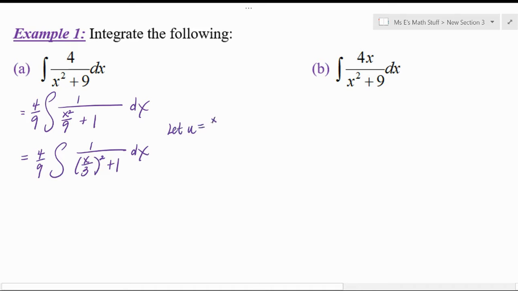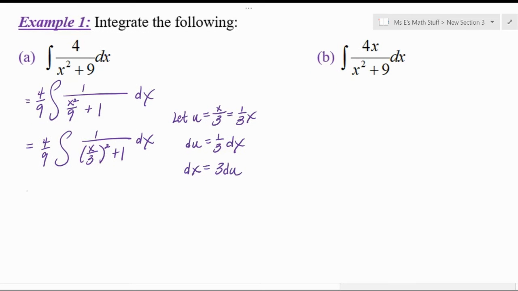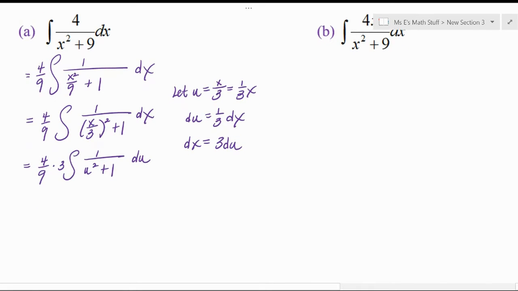Let's let u equal x over 3, which keep in mind is just 1/3 x. So your du would be 1/3 dx, and that means your dx would be equal to 3 du. Okay, so writing this integral in terms of u, we'd be left with 4/9. Let's factor this 3 out front of the integral for replacing the dx with 3 du. And then you'd have 1 over u squared plus 1 as your integrand, and then du on the outside. Hopefully now it's pretty clear that you have an arctangent rule.